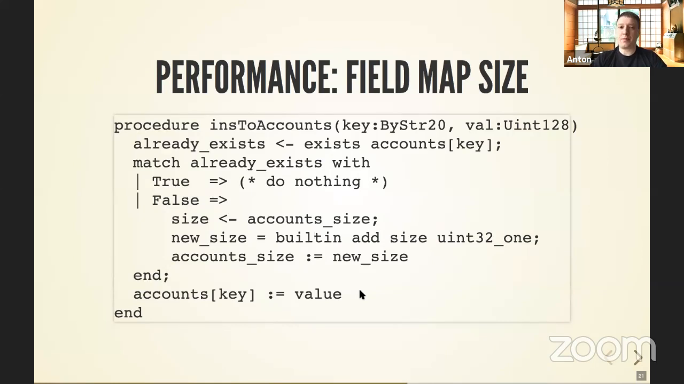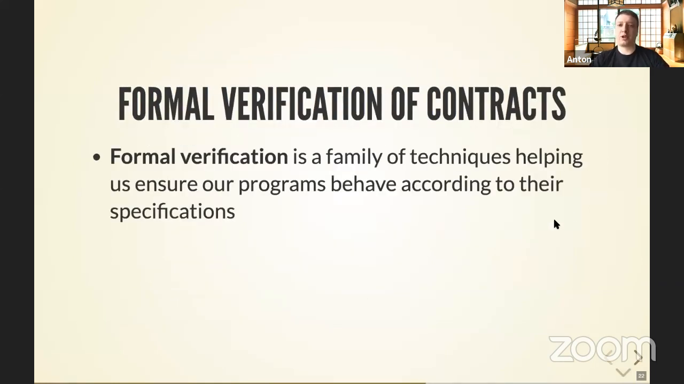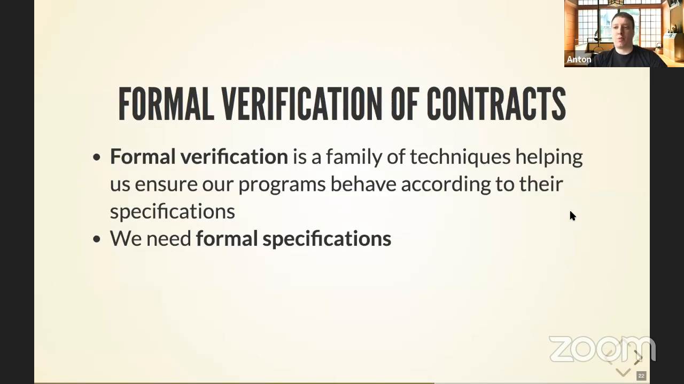So that's it. Okay, so I'm running out of time, so let me switch to the formal verification of contracts part. So what is formal verification? And that's the topic that excites me the most. So formal verification is a family of techniques that help us to ensure our programs behave according to their specification, ensure that they are correct. So first of all, you need a specification, and moreover, you need a formal specification. So it's not just something written in English or Chinese or any other informal natural language. You want to write it in some kind of logic.